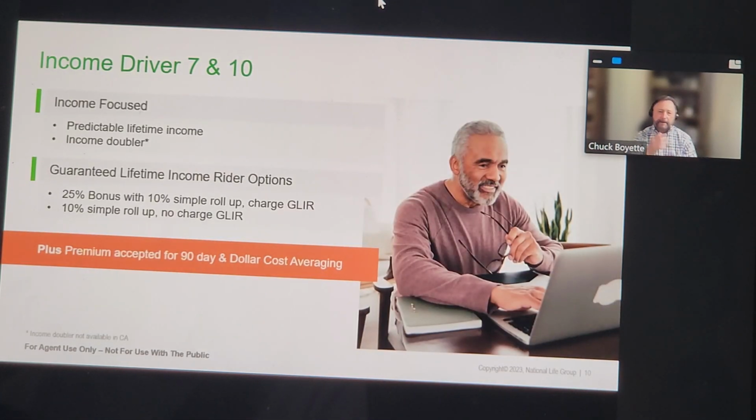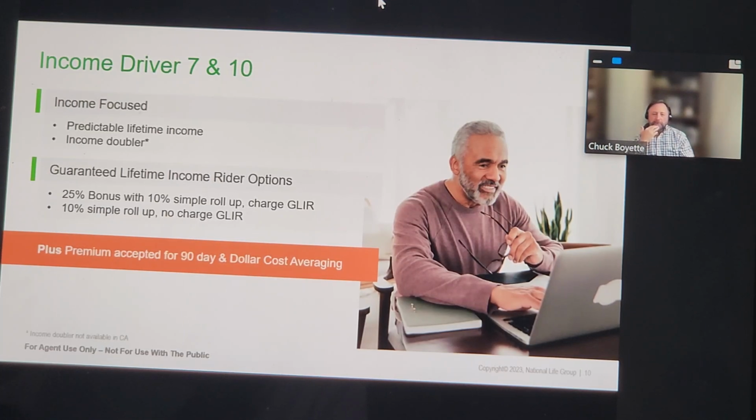And now we're going to talk about our income product. So a lot of clients, they're more concerned with income than accumulation. Income Driver is a great option for those clients. We have Income Driver 7, which is a 7-year surrender, and Income Driver 10, which is a 9-year surrender but a 10-year annuity.